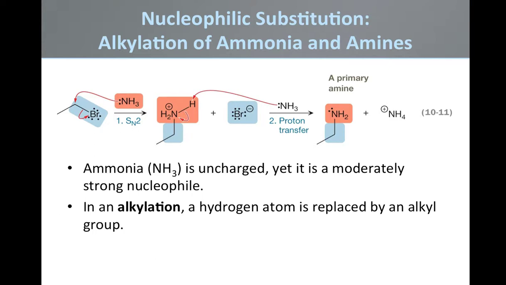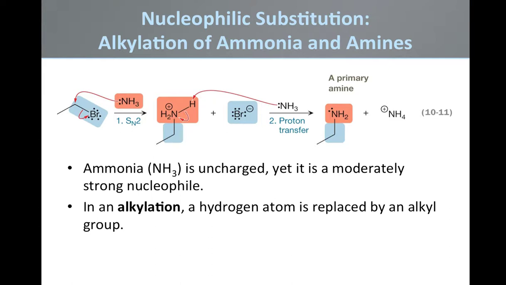So if we look at the slide in front of us, we see that the lone pair on ammonia attacks the alpha carbon of ethyl bromide to make a nitrogen-carbon bond, and there is heterolysis of the carbon-bromine bond. So bromide is the leaving group. In a successive proton transfer reaction, we neutralize the product to produce a primary amine. You could envision bromide being sufficiently basic to remove the proton. You could envision another ammonia molecule being able to remove the proton.